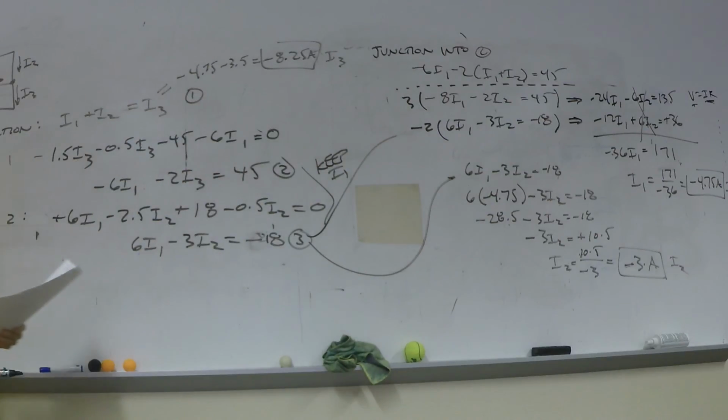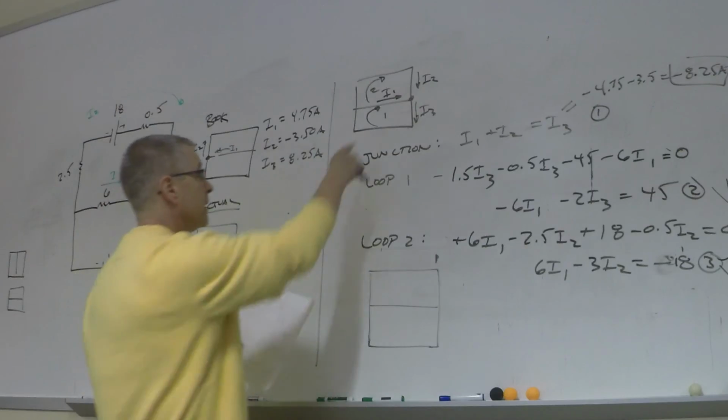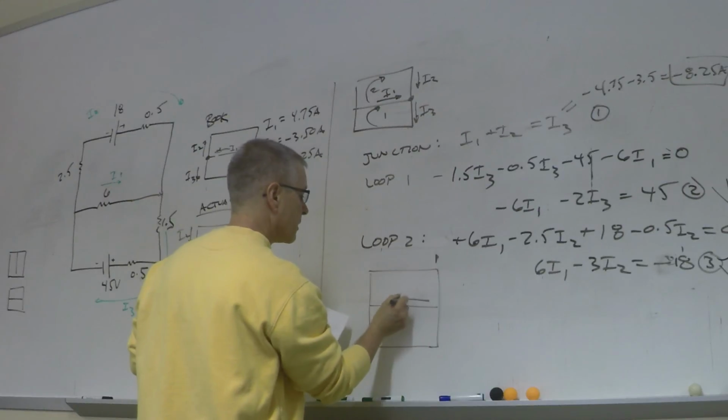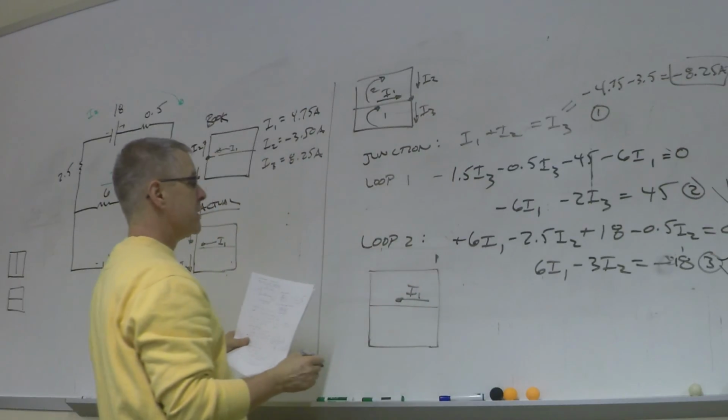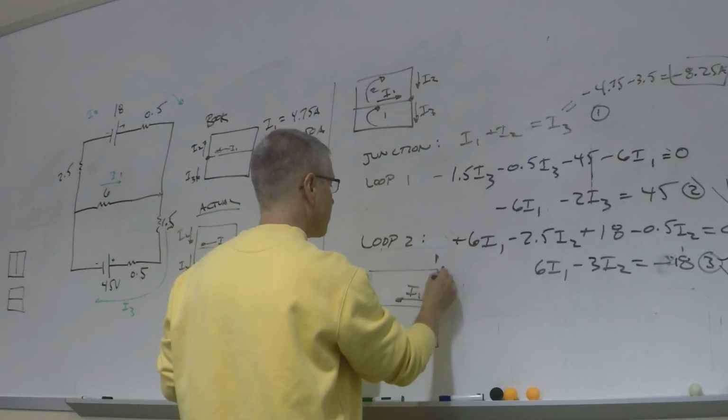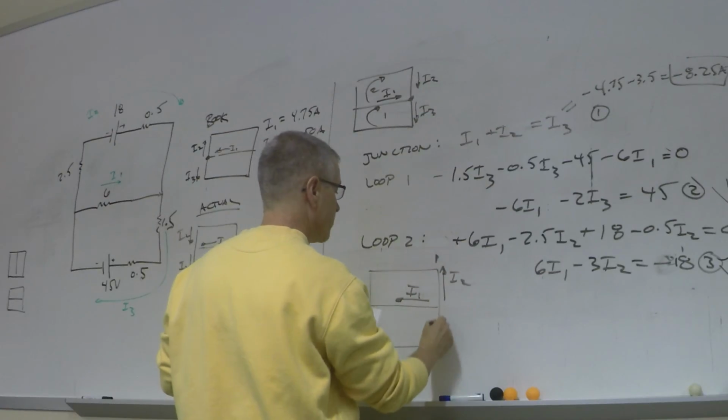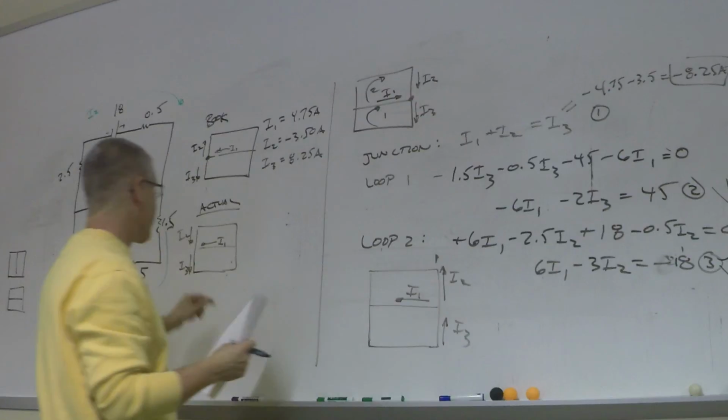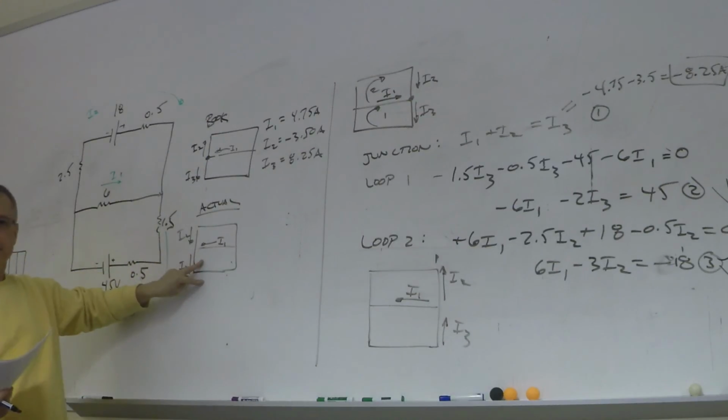And now we can finish things off by making a little sketch to show the actual directions. And unfortunately, we guessed wrong on every single one, but it doesn't matter because our answers tell us that I1 was actually opposite of what we picked. I2 was opposite of what we picked. And I3 was opposite of what we picked. And notice that matches up to exactly what they have. Same numbers, same directions in the end.